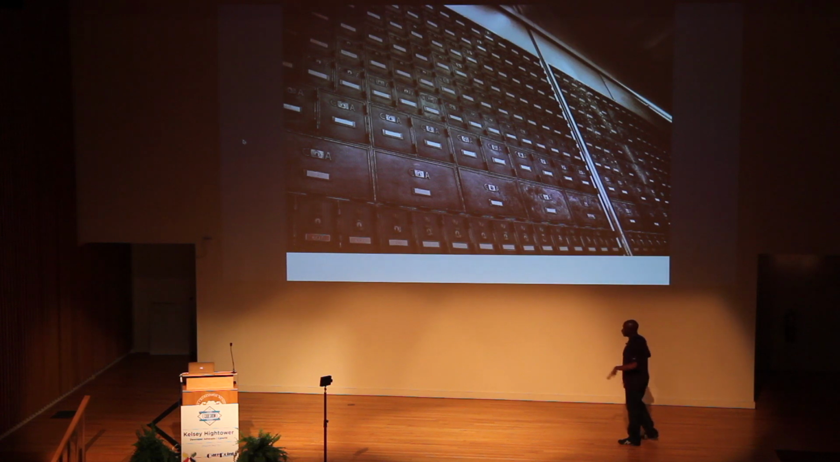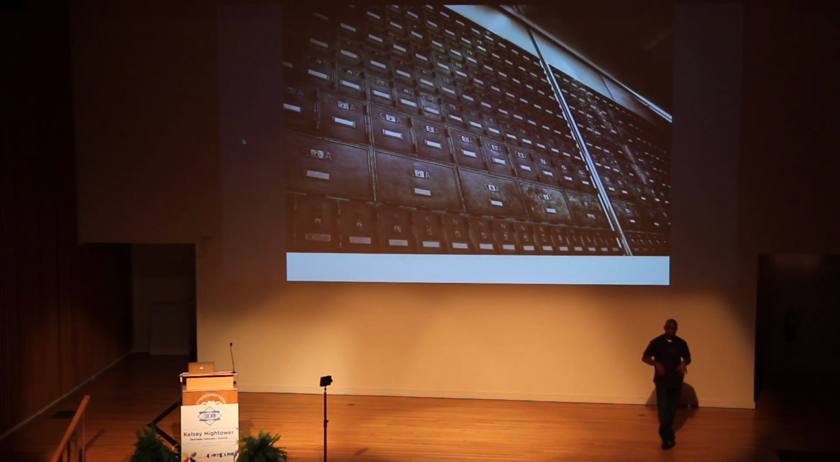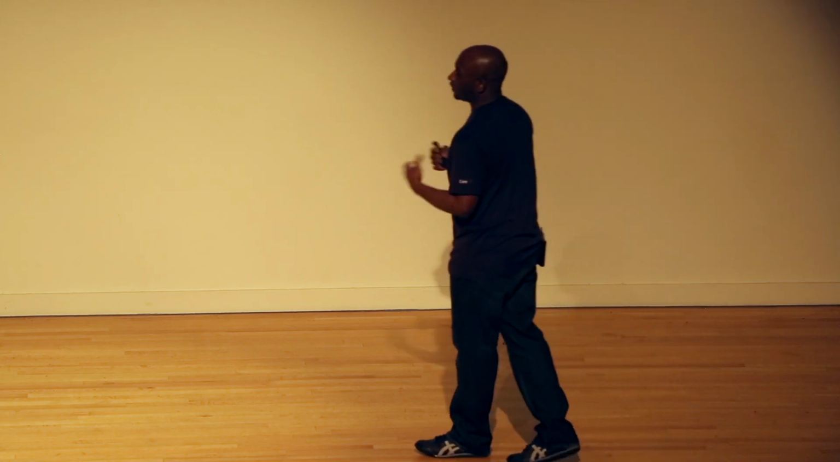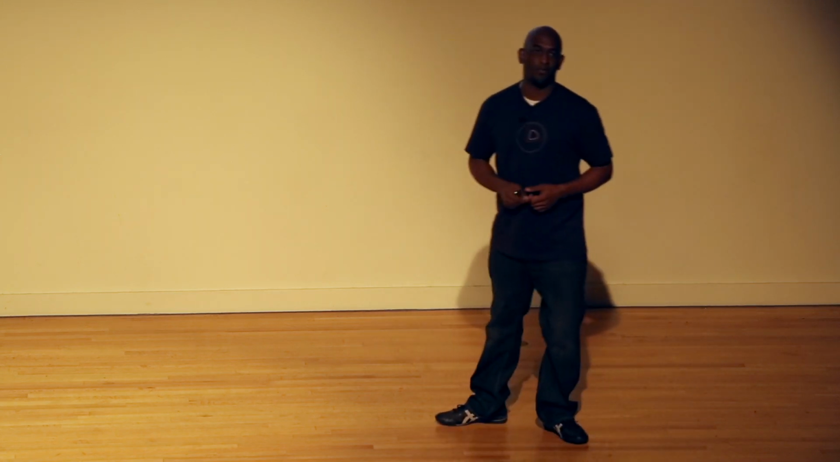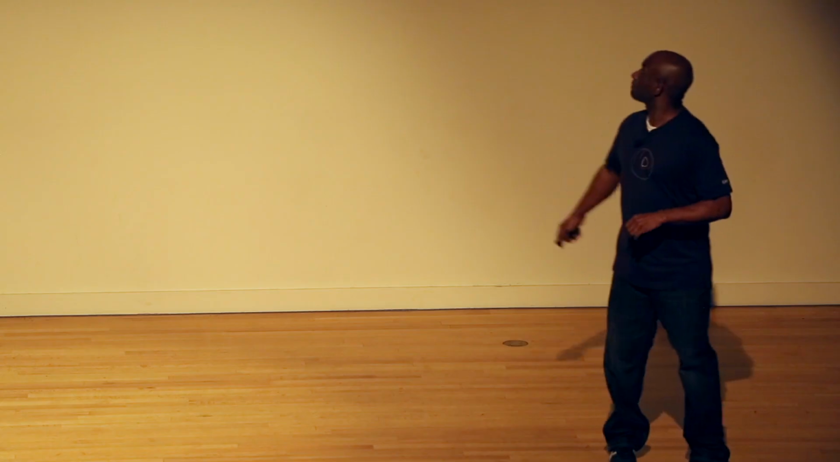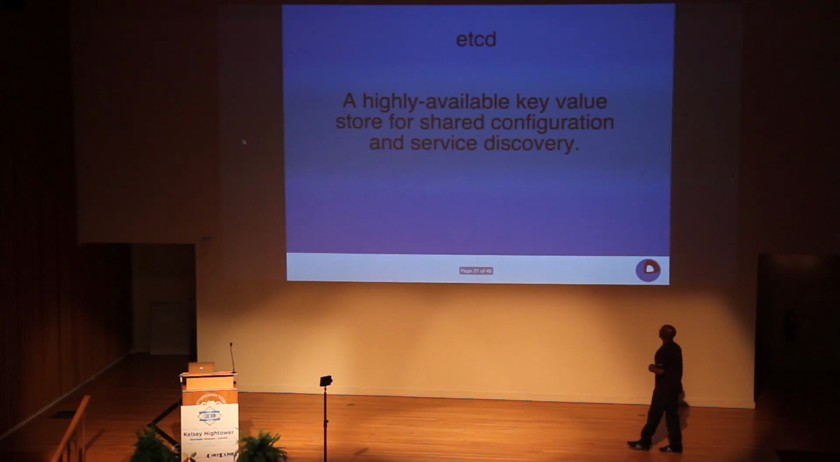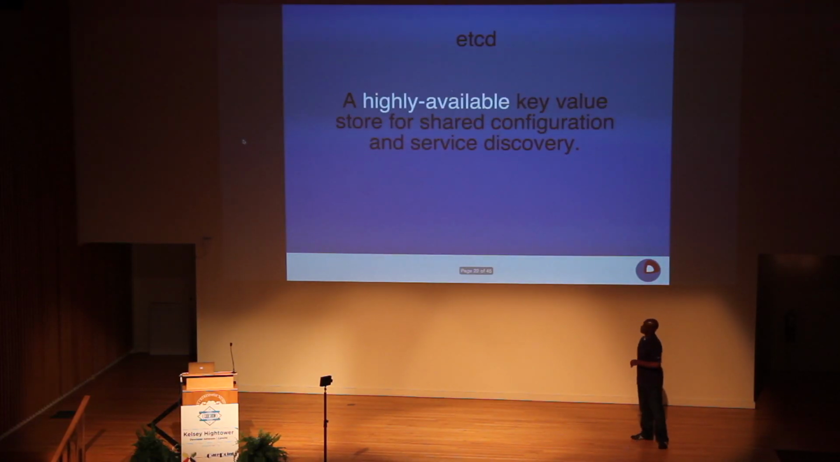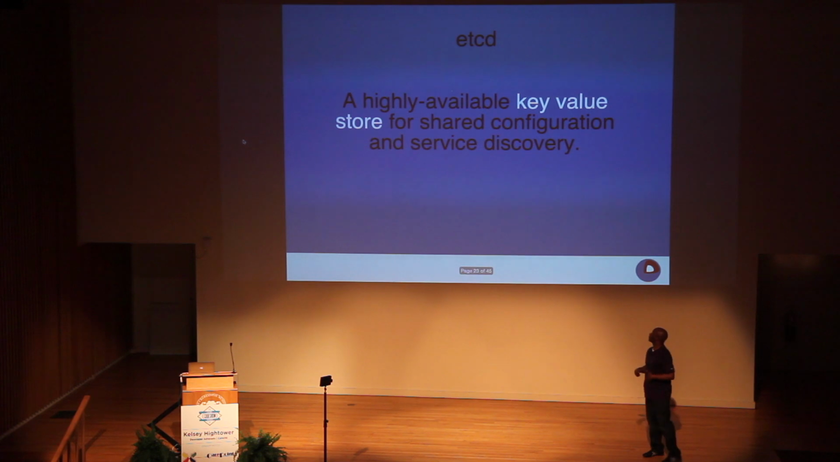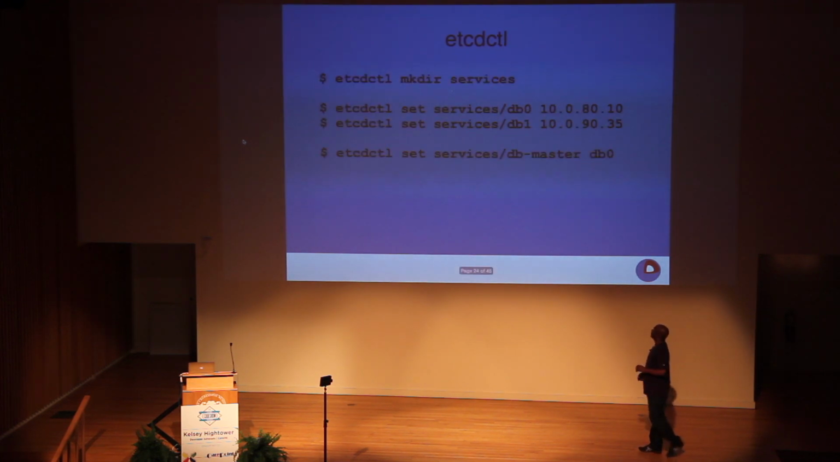Now, once we have a bunch of these systems on the network, we need to be able to connect them together, right? We need a way for them to agree on things like IP addresses and database passwords. And the way we do that is with etcd. So etcd is a highly available key value store for shared configuration and service discovery. All right, so what does that mean?